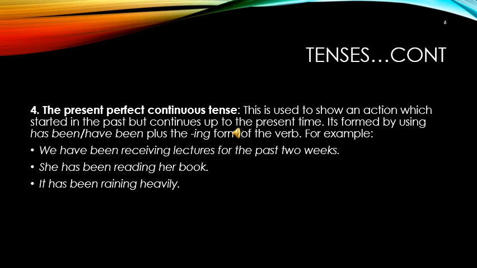The present perfect continuous tense is used to show an action which started in the past but continues up to the present. It is formed by using has been or have been plus the ing form of the verb. For example, we have been receiving lectures for the past 2 weeks. She has been reading her books. It has been raining heavily.